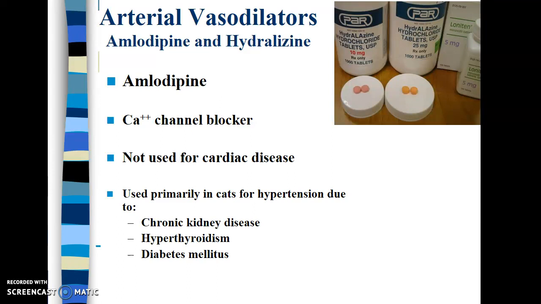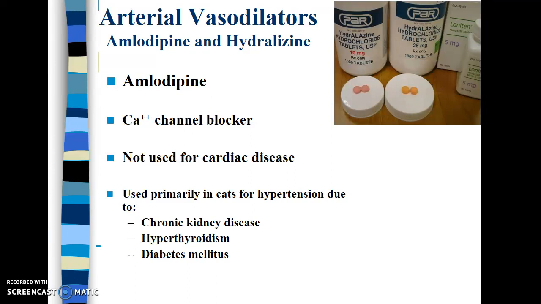So we typically use this drug for cats, and cats get hypertension secondarily to chronic kidney disease, hyperthyroidism, so a disease of the thyroid gland, and diabetes mellitus. And these are three diseases that you will see in cats pretty commonly. So you will learn, if you are in a practice where you see a fair number of cats, you're going to be taking the blood pressure of these guys to look for hypertension.